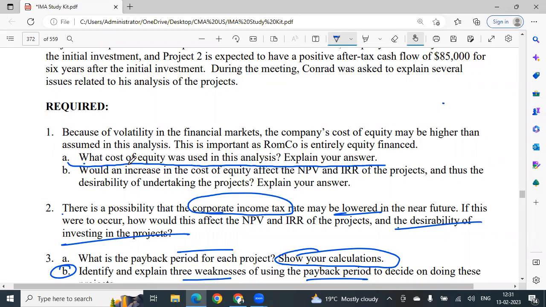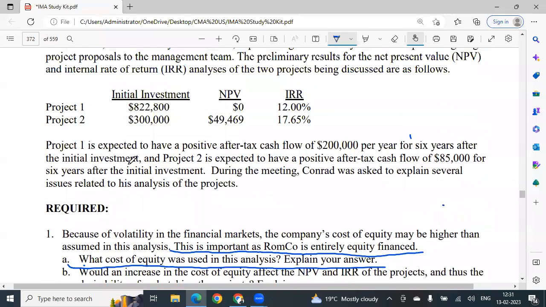Now, if you just see here, there is one important line: Romco is entirely equity financed. It means there is no other source of capital. Also, one more thing for you to understand: when your NPV is 0, it means that your IRR is equal to your cost of capital. Cost of capital is denoted by KO. But here, your capital is completely equity, so this becomes your cost of equity, KE. So this 12%, which is your IRR, is equal to the cost of equity, and the cost of equity is 12%. That's understood.